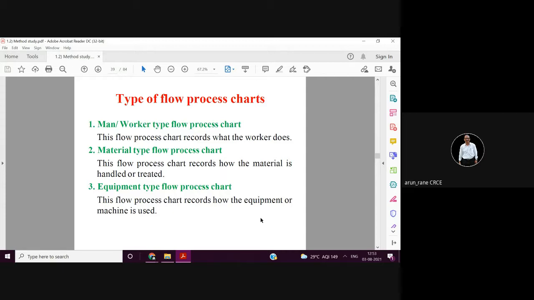So this is how you should investigate. Why is the machine down? Is it because there is no material, or a shortage of material, or because the quality of the material is not correct, or because the person is absent, or because the machine itself is under maintenance? So these are the various factors for downtime. Maybe because of fatigue also, sometimes the operator is taking rest. That is also one of the reasons. So this is what you record in an equipment type flow process chart.